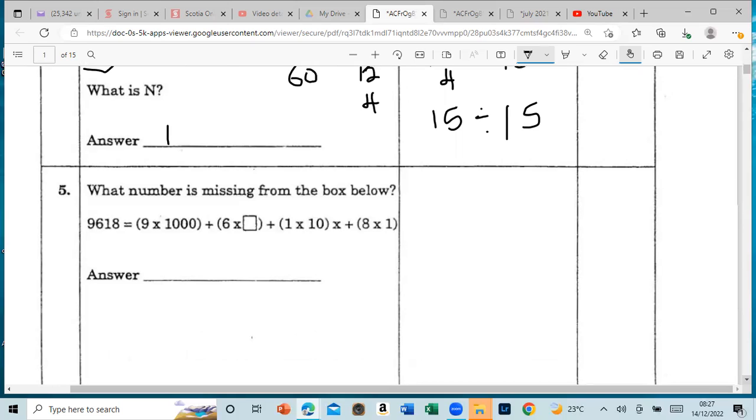Alright, this one says, what number is missing from the box below? Okay, so they say that first, 9 times 1,000, that is give you the 9,000. So what's the value of this 6 right here? Well, the value of this 6 would be what? 600, right? So what number multiplied by 6 gives us a 600? Or we can divide it, and that would be 100. So our answer for number 5 would be 100.